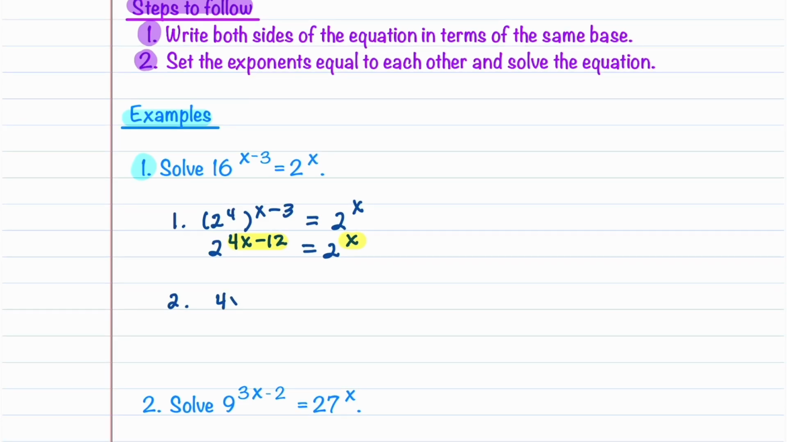We have 4x minus 12 is equal to x. Let's pull the x to the left and the 12 to the right. And that gives us 3x is equal to 12. And then we'll divide by 3, and we get the answer x is equal to 4. And that's the solution to our equation. Let's now look at another example.